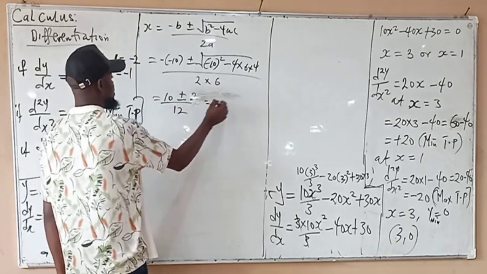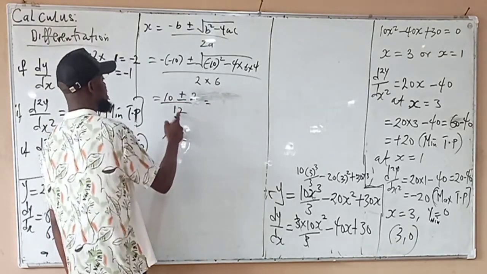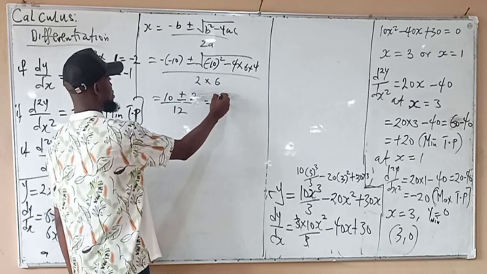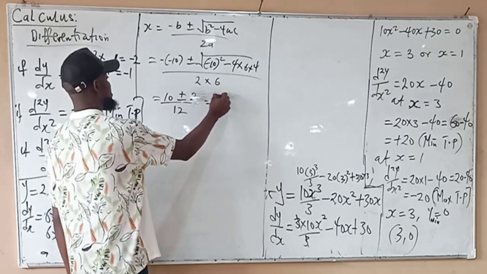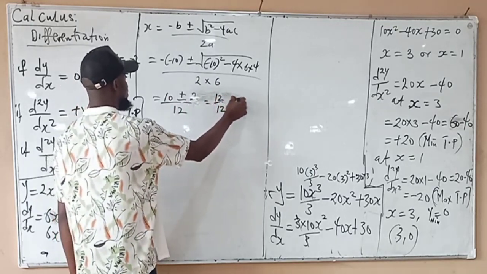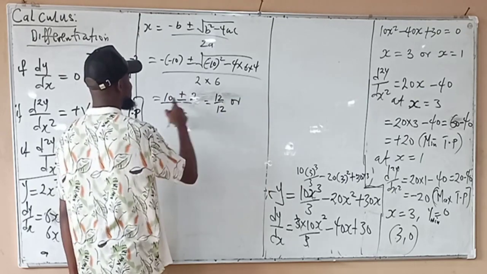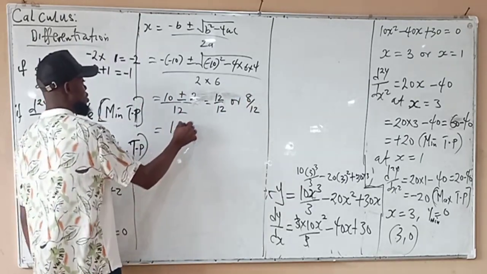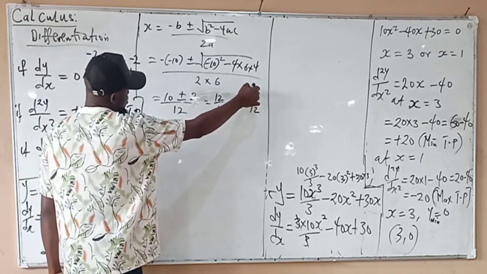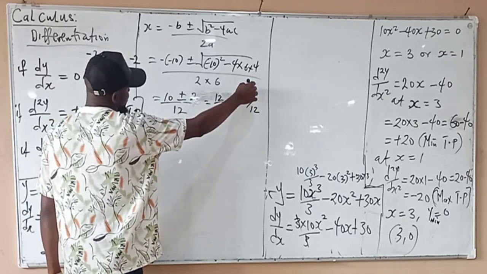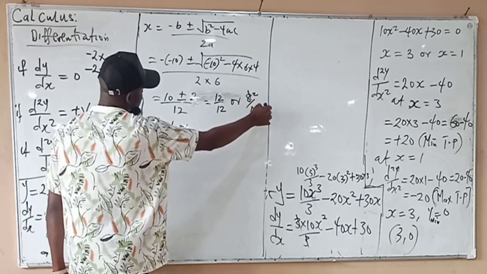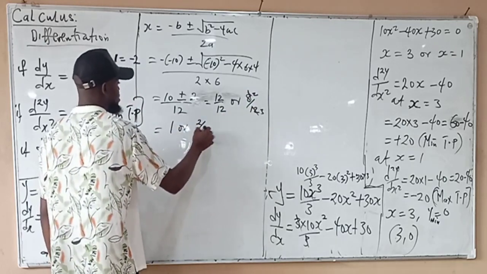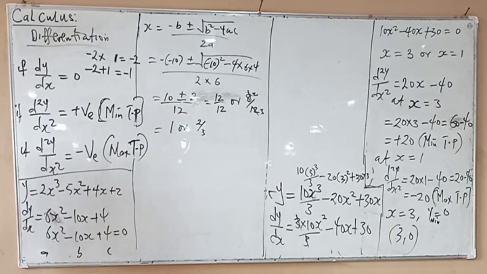Over 12. So I'm going to have 10 plus 2 over 12, or 10 minus 2 over 12. What's 10 plus 2 over 12? That's 12 over 12, which is 1. Or 10 minus 2, that is 8 over 12. 4 goes into 8 twice and into 12 three times, so 2 over 3. Those are the two values of x.